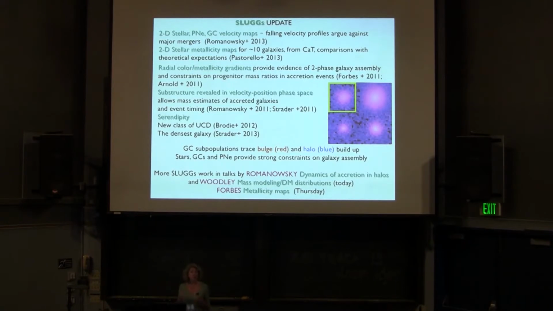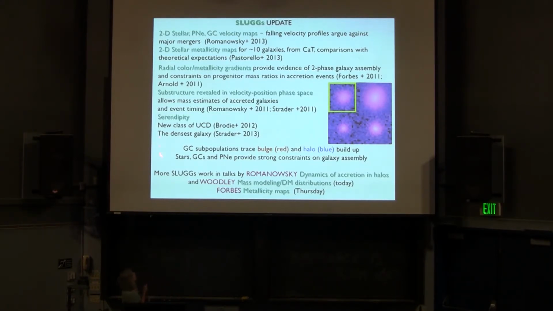Aaron told you a bit about the substructure work, where we can estimate the mass of accreted objects and even the timing of the accretion event, looking at information that's only available in velocity, position, phase space. So for galaxies that look completely placid, red and dead, we can still see how they put themselves together.